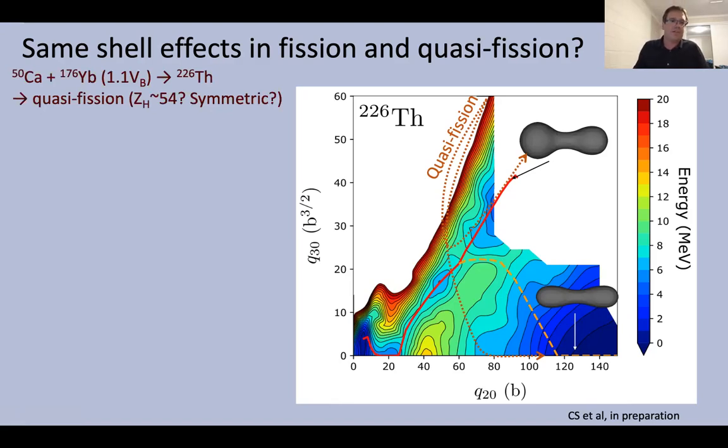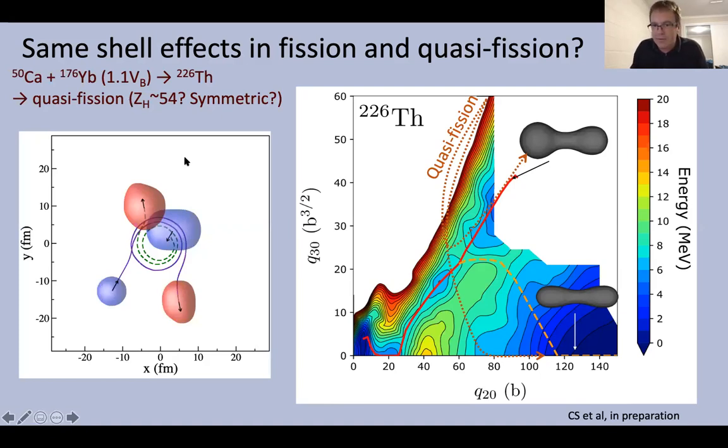All right, so a possible reaction to look at is calcium-50 on ytterbium-176 above the barrier, typically 10% above the barrier. And keep in mind that the asymmetric fission here will be associated to a heavy fragment around 54 protons. So these are very recent calculations, so I didn't have time to make a movie with them. But essentially what you see here is in blue, the initial condition. So you have the calcium-50 and the ytterbium-176. Again, we looked at a lot of different orientations and impact parameters. This is just an example. And in red, this is the outgoing fragment.